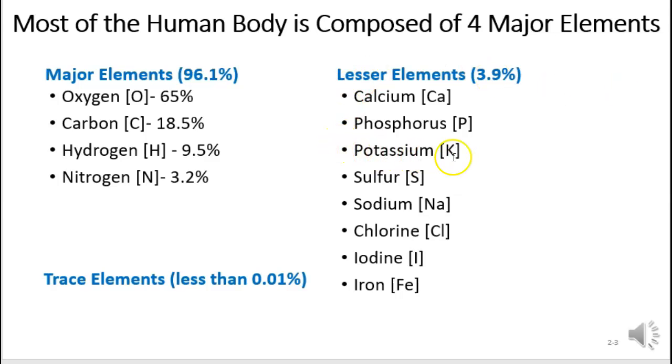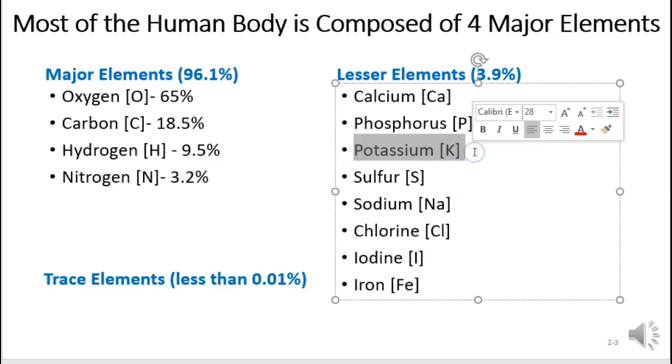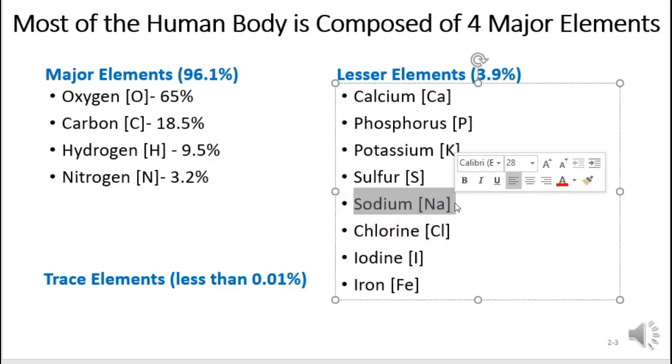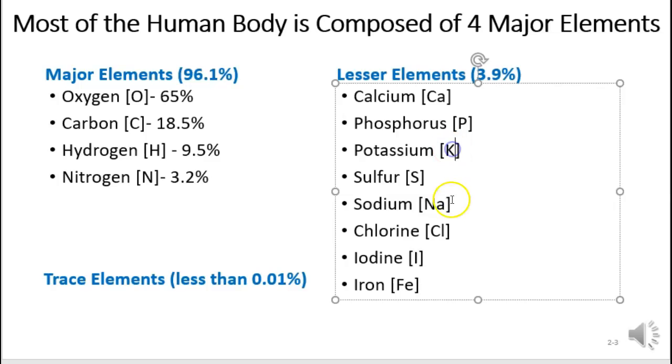Potassium, for example, the symbol is K, and sodium, the symbol is Na. These symbols refer to the Latin terms for each of the elements. For example, the Latin name for sodium is natrium.